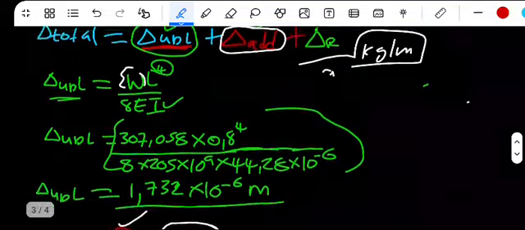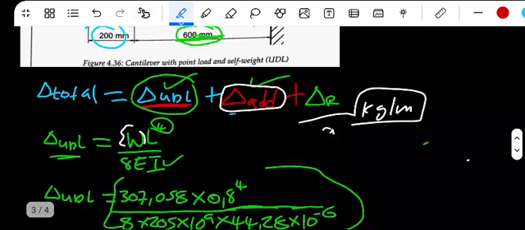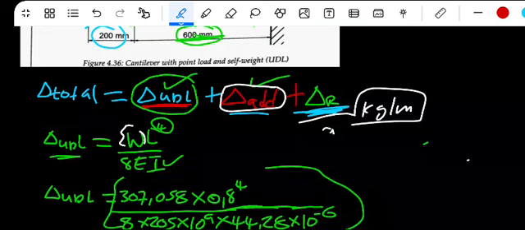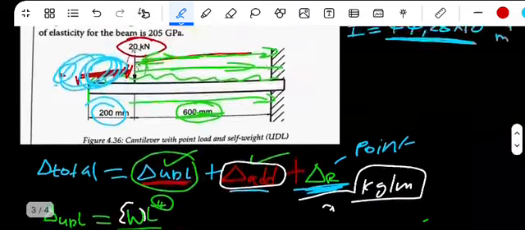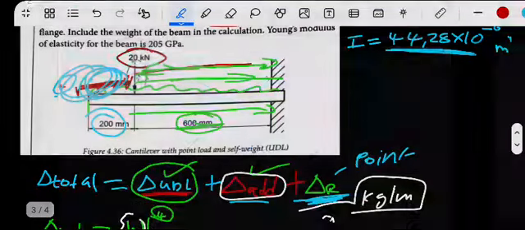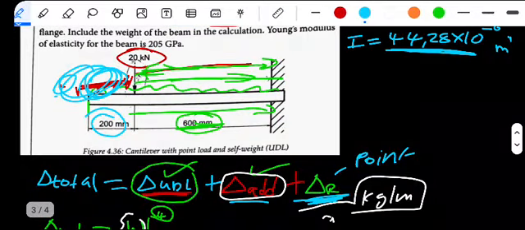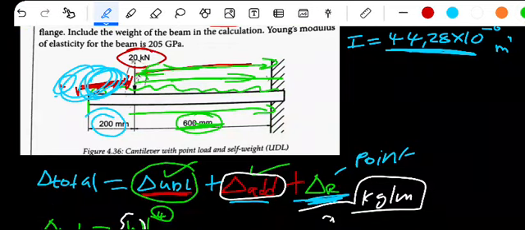What are we left with now? We are done with the additional. We're left with the deflection due to the point load, not the additional point load, but the one at the point load. This is the deflection at the point load. Now we're focusing on this one. The deflection on the point load is this one that I've highlighted with green.